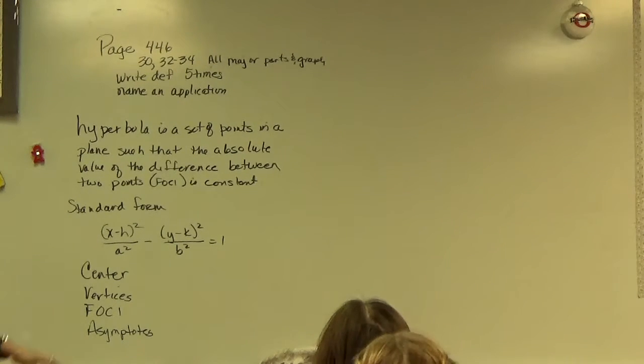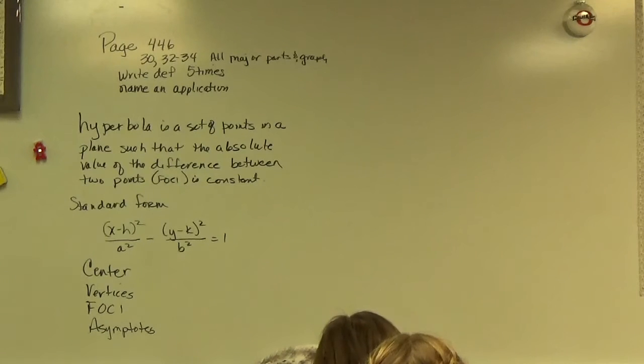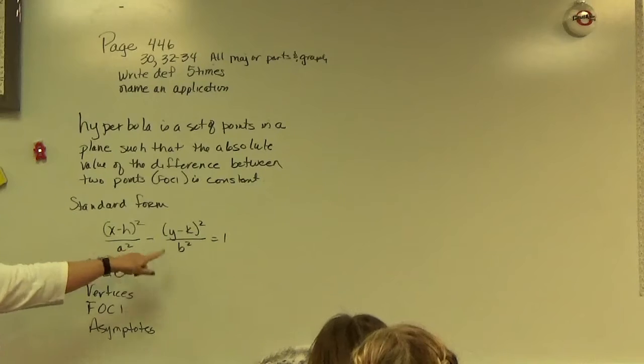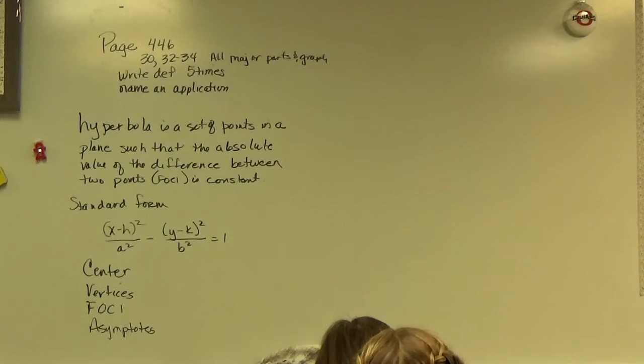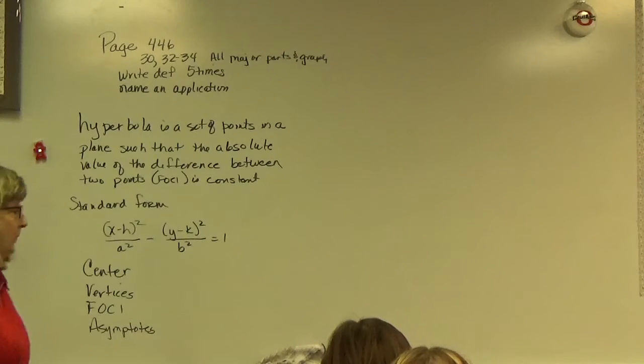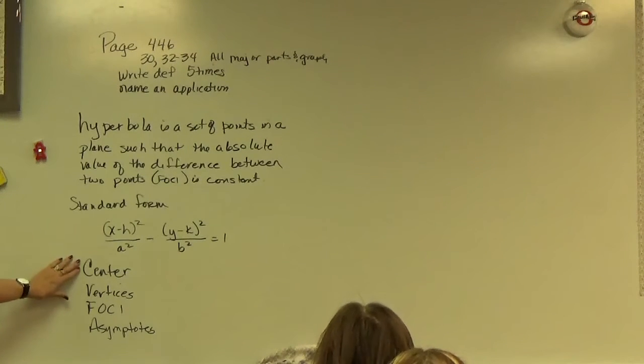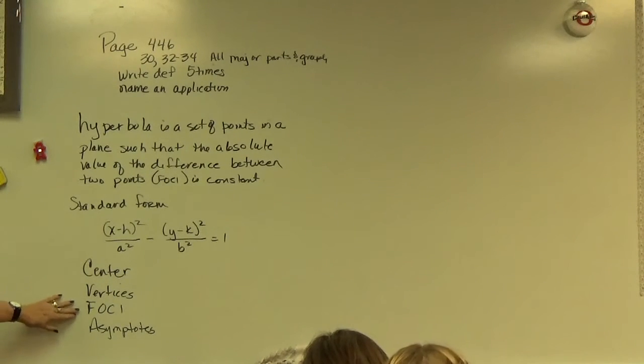Okay, so the definition of a hyperbola is a set of points in a plane such that the absolute value of the difference between 2 points, which are called the foci, is constant. The standard form of a hyperbola is this. Notice it's in subtraction. Didn't you guys just get finished doing the ellipse? And you saw it was in addition. So it's basically the same. There's going to be 4 major parts: the center, the vertices, the foci, and the asymptotes.